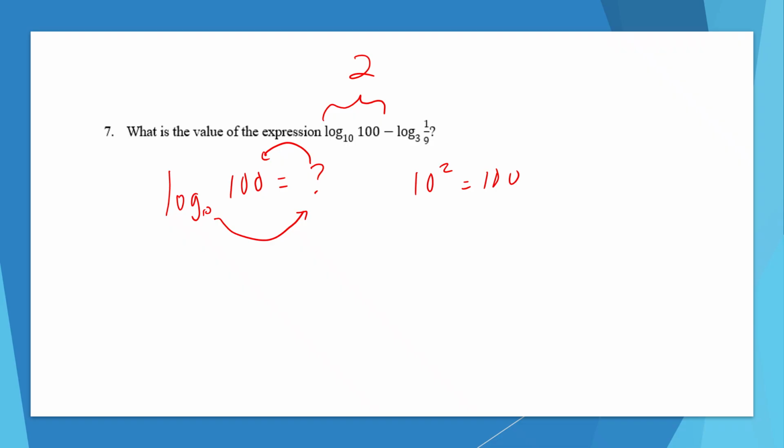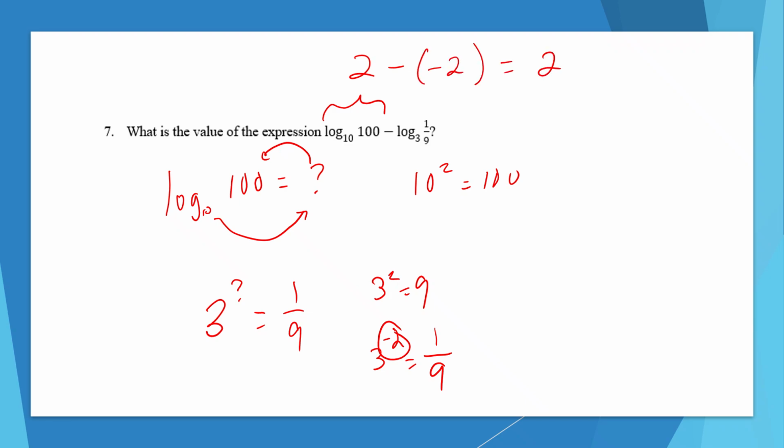So that's just the number 2 minus, and now what is log base 3 of 1 over 9? That's asking, 3 to what power will get us 1 over 9? I know 3 squared equals 9, which means 3 to the power of -2 will be 1 over that. So 3 to the power of -2 equals 1 over 9. So this is going to be 2 minus -2, and 2 minus -2 is 2 plus 2, which is 4. So 4 should be our answer for number 7.